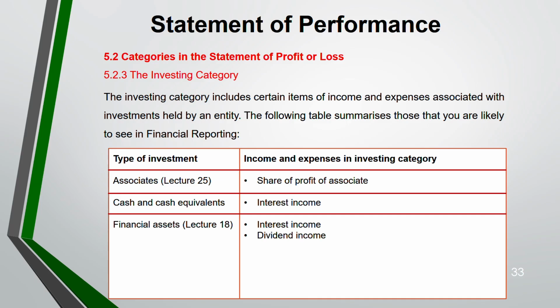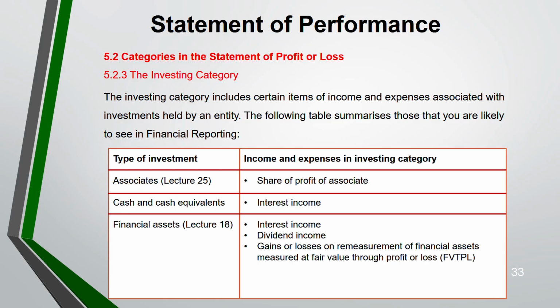Next, if the financial asset that you are holding is shares in a company, then you are going to receive dividend. So that dividend income is also an income from the financial asset, but it is under investing category. Then any gain or loss on remeasurement of your financial assets to fair value is again under investing category.